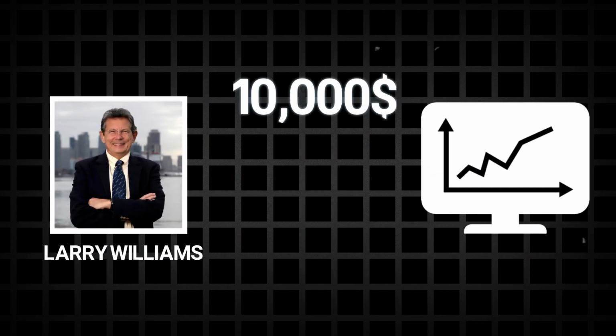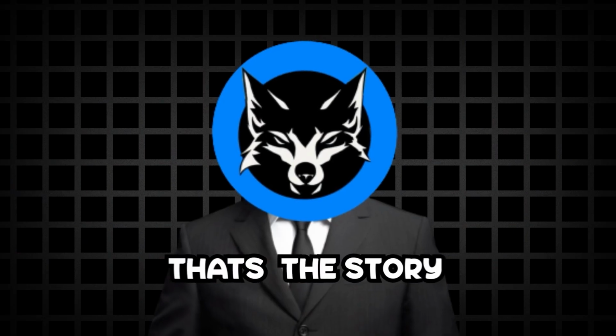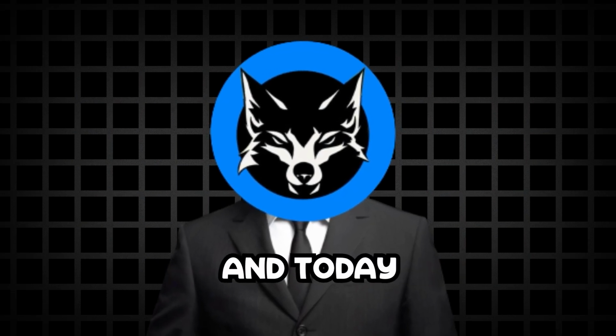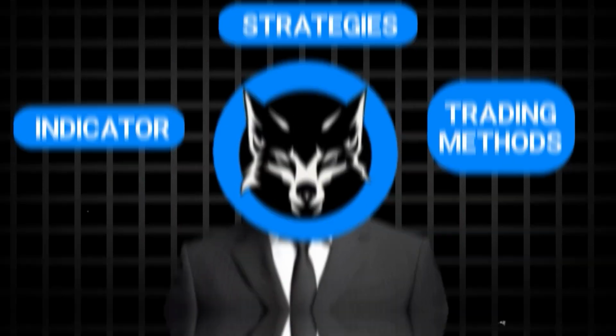Larry Williams, he's the trader who started with $10,000 and turned it into over $1.1 million in just 12 months. That's the story that we all know, and today we're delving into those same indicators, strategies, and trading methods that he used, but with our own unique twist, automating it.